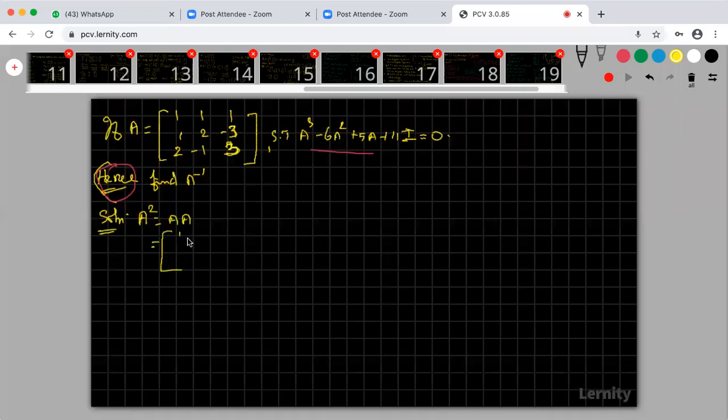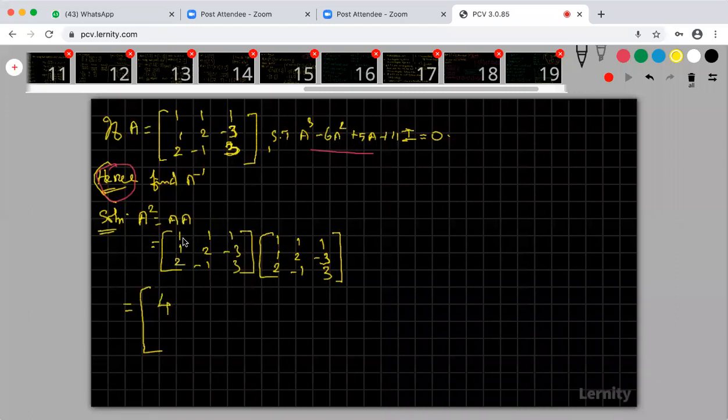Okay, what is my A into A? That is 1, 1, 1, 1, 2, minus 3, 2, minus 1, 3, multiplied by 1, 1, 1, 1, 2, minus 3, 2, minus 1, 3. Right. How to multiply? The matrix multiplication. Okay, first row, first column. So therefore, this is 1, this is 1, this is 2. 1 plus 1 plus 2. So therefore, the answer is 4.